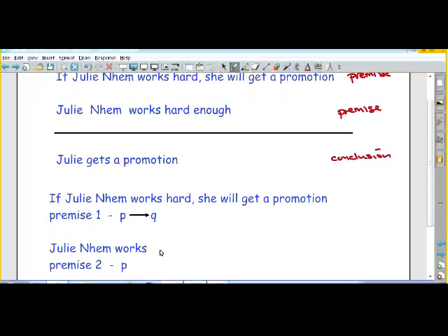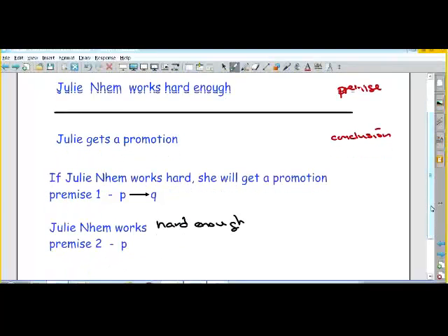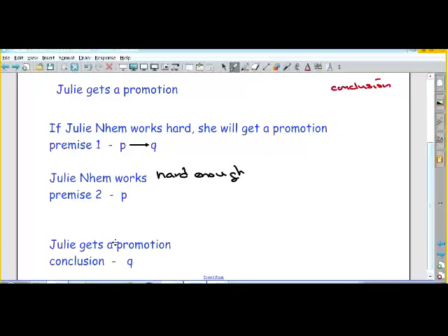Premise 2 is Julie Nem works hard. That's a single statement. It's a premise. So how do you write that? Well, it's just the statement P. That's the second premise. And then the conclusion is Julie gets a promotion, which is just the second statement in the if-then statement. So that's just Q by itself.